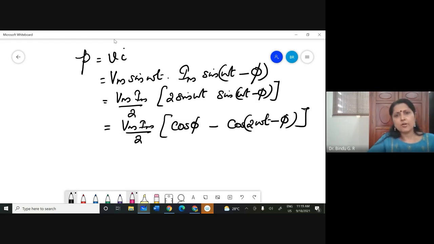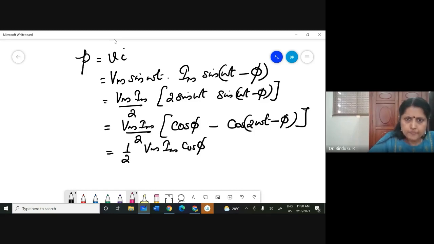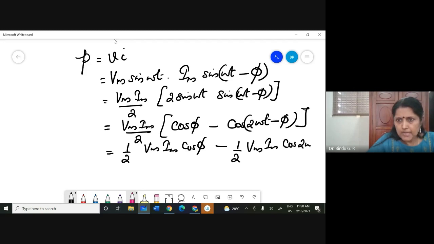Correct me if I am wrong. 2 sine A sine B can be written like this: cos A minus B minus cos A plus B. That is what I have written. Okay. This means that I have two components, 1 by 2 Vm Im cos phi minus 1 by 2 Vm Im cos 2 omega t minus phi. I have two components here. One component is this, another component is this.